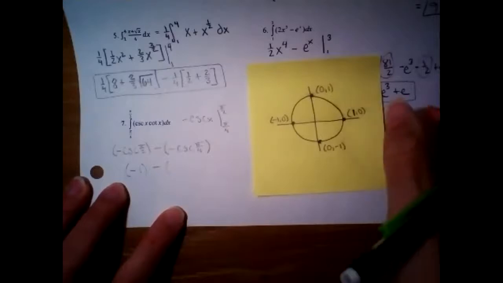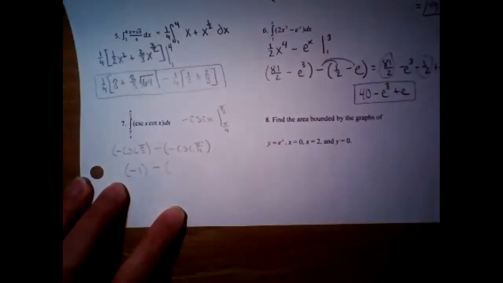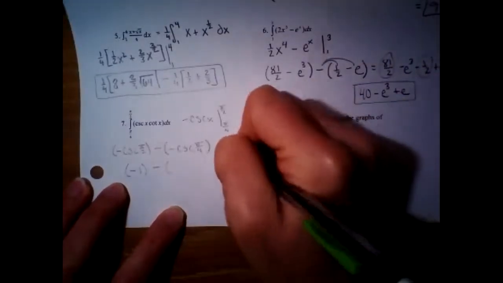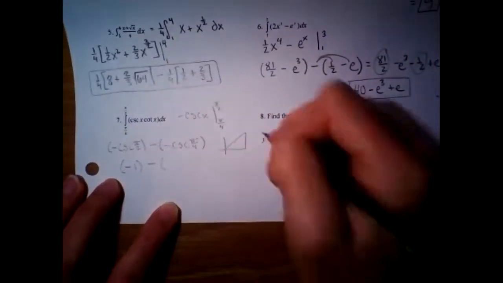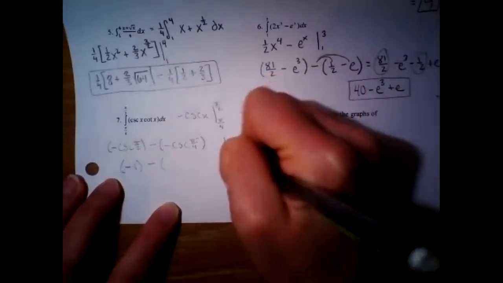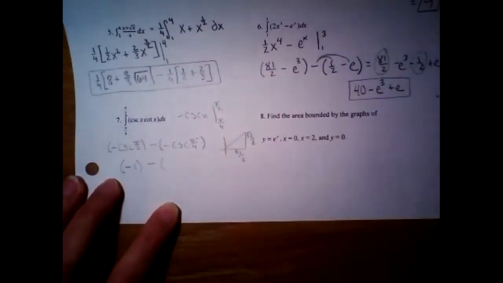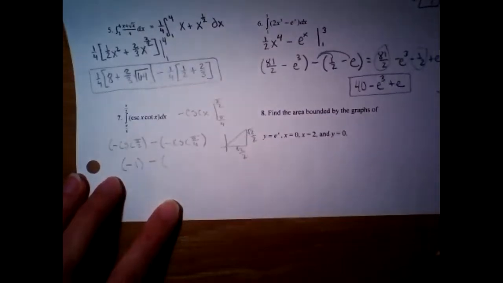All right, now I can't use this for the pi over 4. I'm going to have to draw a triangle for that. Pi over 4 would be right here, and the sides of the triangle would both be root 2 over 2. Yeah, good, nice job. Perfect.